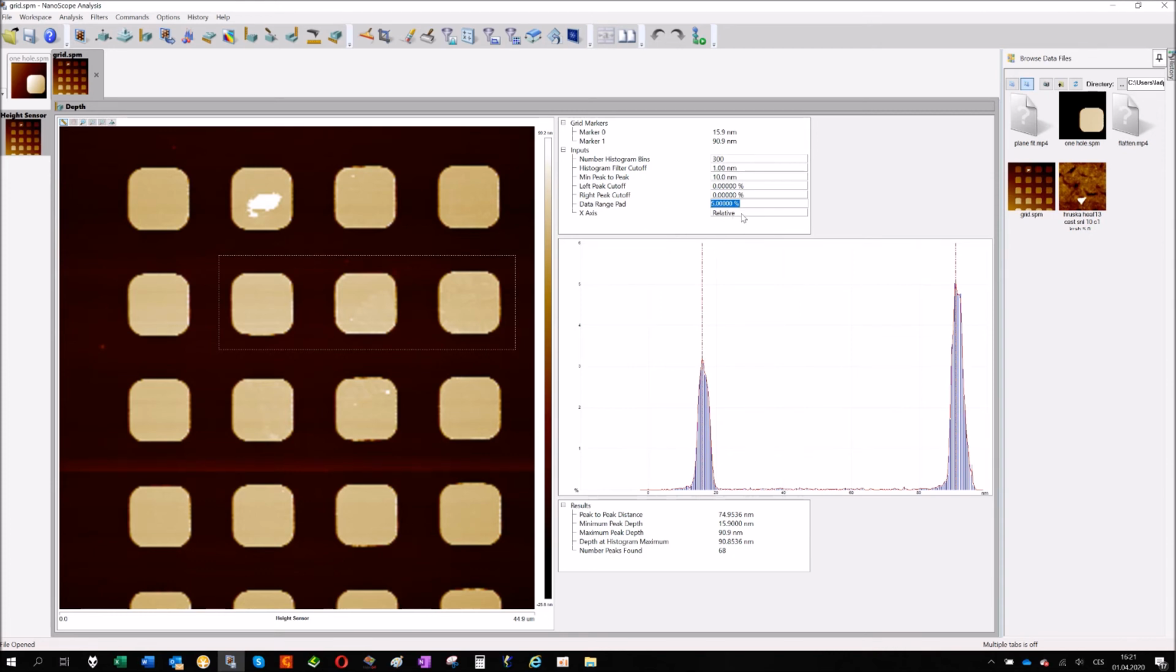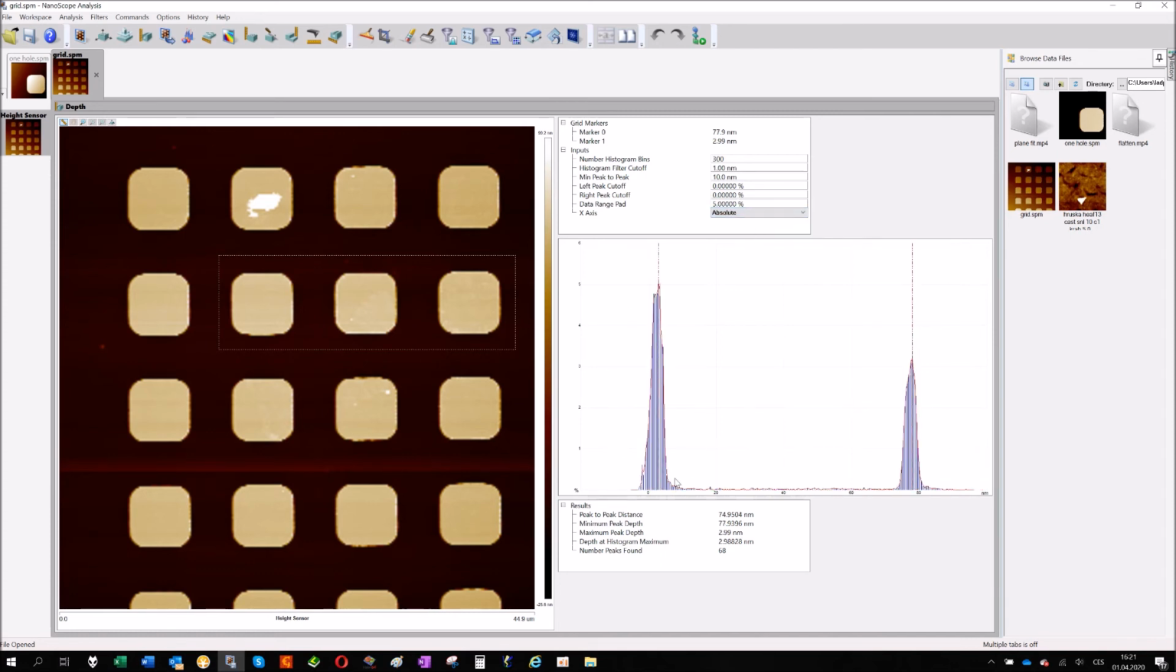And the last parameter you can play with is the x-axis. If you want to have it in relative, it means that you will start at 0, or if you want to have absolute numbers, you can see that we have shifted the peaks, and we are starting below 0, at minus something, going up to 90. Also, the position of the peaks just switched. But the reason is that the substrate is lower, and this is the tower feature. But it doesn't matter. The distance between these two peaks is always the same.